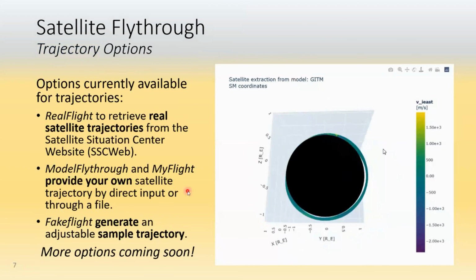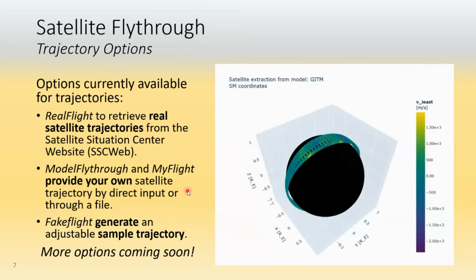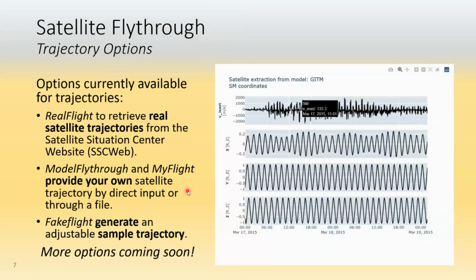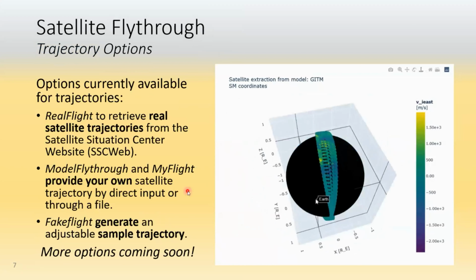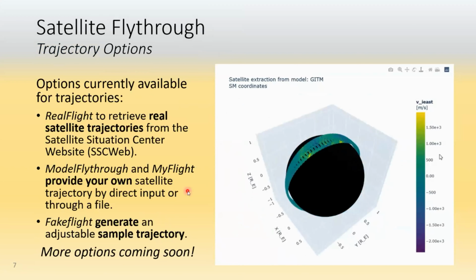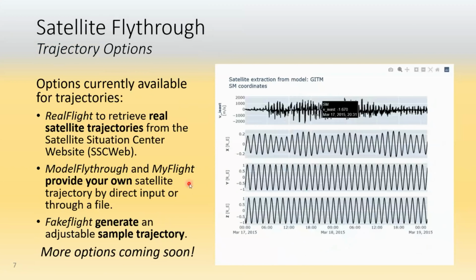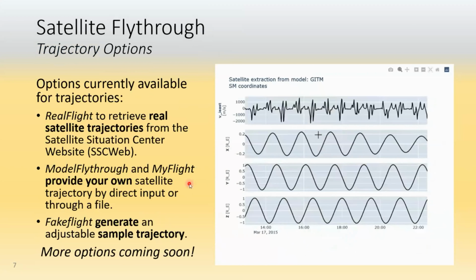There are a couple different fly-through functions, just different flavors of the same idea, and they all produce the interactive visualizations I'm showing in the video at right. All right, so real flight is the example that you saw on the previous slide, and it offers users the ability to fly a real satellite trajectory through the model data. Model fly-through and MyFlight provide the users a way to fly their own satellite trajectory through the model data, either by direct input or through a file. Fake flight allows users to generate and tweak a sample trajectory to fly through the same model data. And there are even more options coming soon.